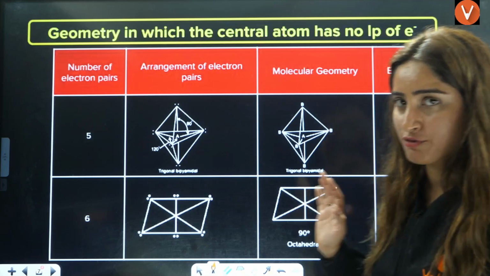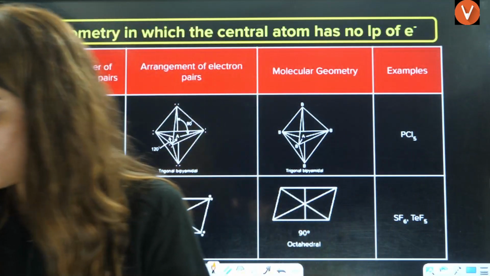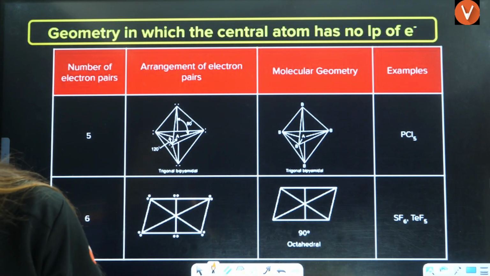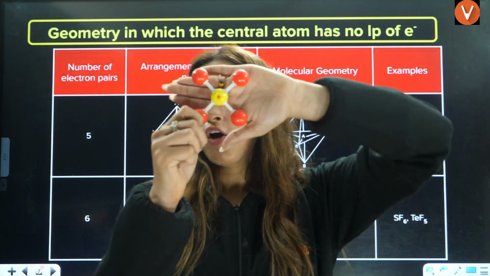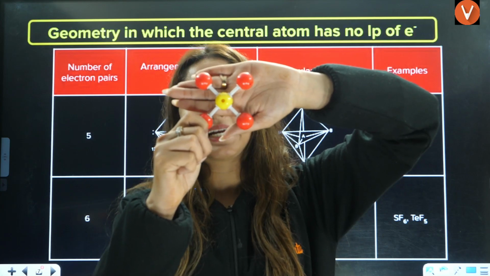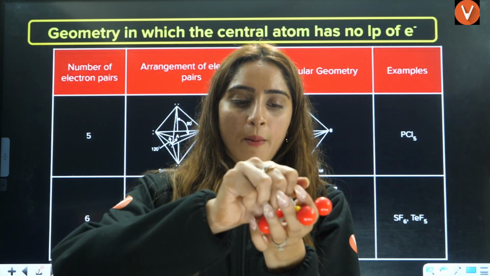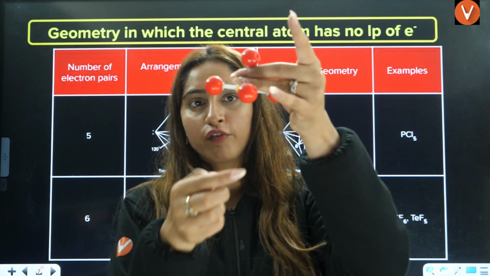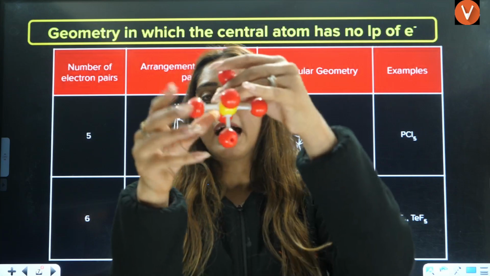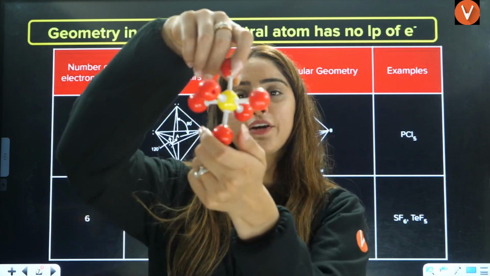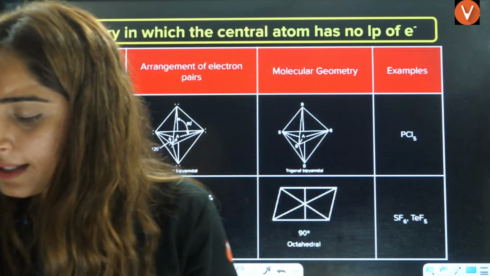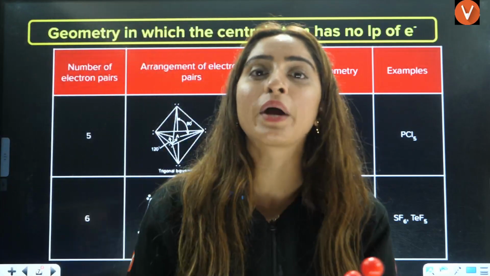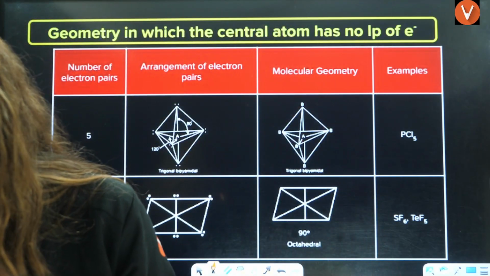Next is octahedral. When you have 6 lone pair plus bond pair, that shape is called octahedral. What is octahedral basically? When you have 4 angles that are at 90 degrees, then there is one above at 90 degrees with all of them and one below. That is called the octahedral angle. Can you see? It has 8 faces. That is why it is called octahedral, right?